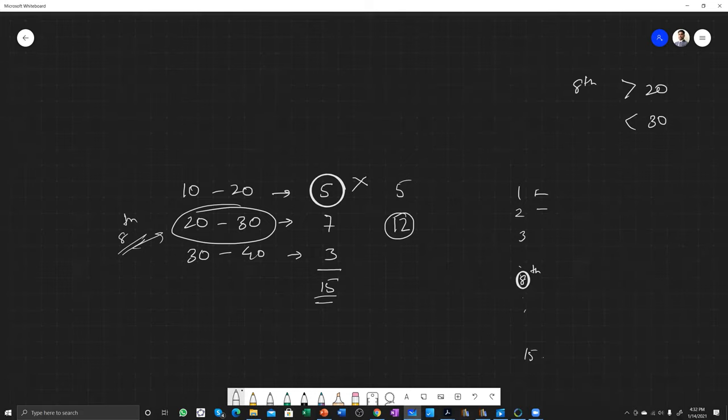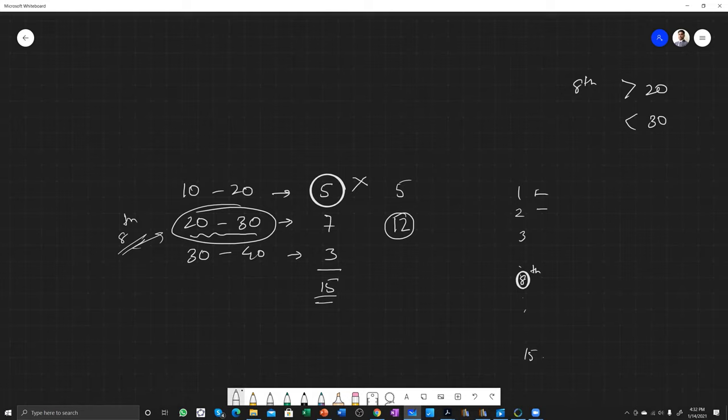So more than 20, less than 30. How do I estimate where it will lie? What I do is I take the gap between 20 and 30. How much is the gap? 30 minus 20. How much is the gap? 10.